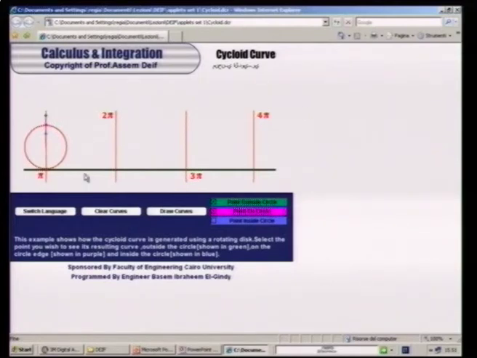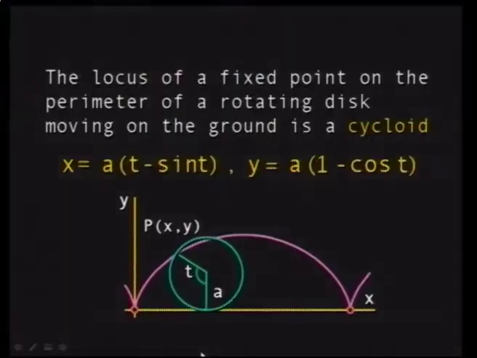This applet has been devised at Cairo University in the Faculty of Engineering in order to exemplify the concepts of locus and parametric equations, how they function.